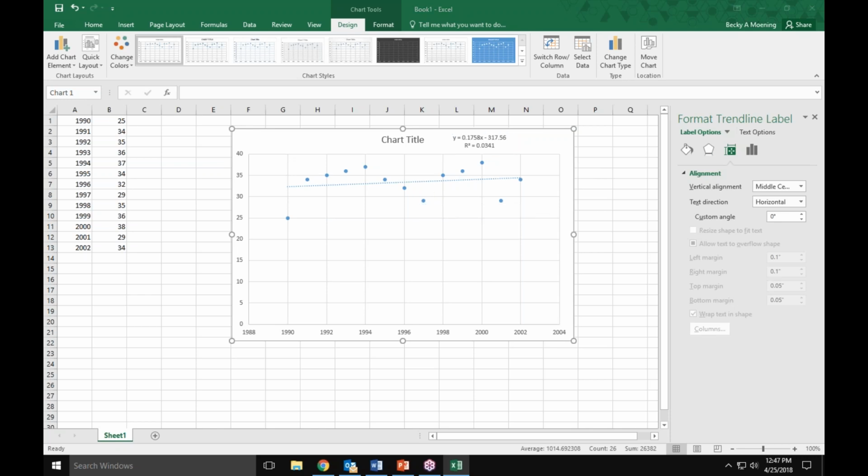If we wanted to find the R value, again, remember that for that we would have to take the square root. So we would take the square root of 0.0341, which is something not very big.